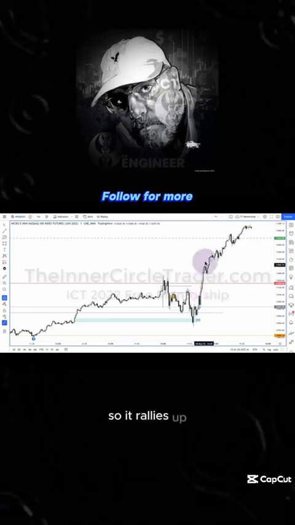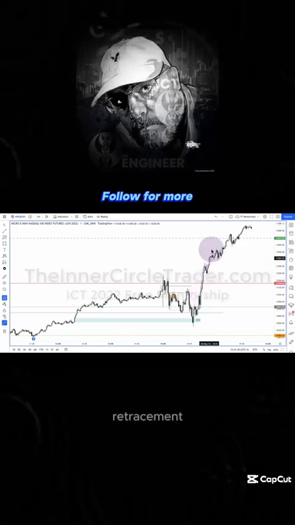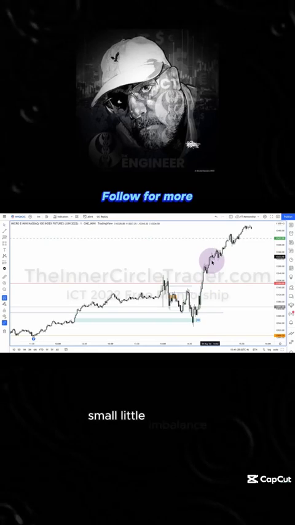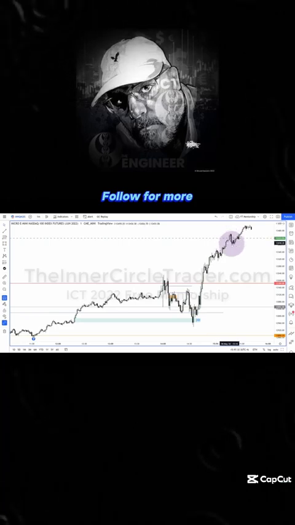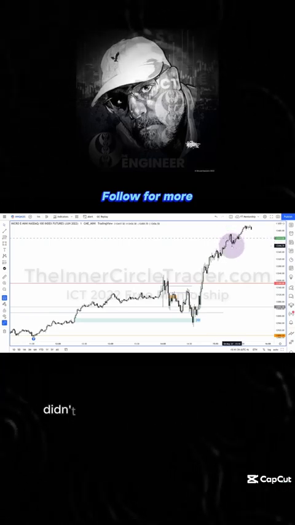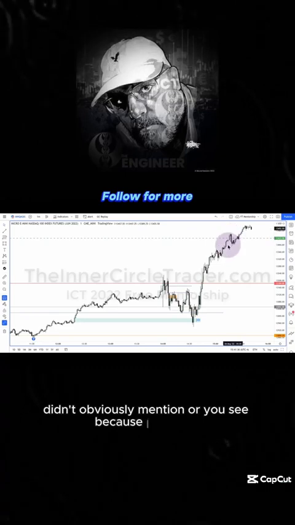So it rallies up, comes back down in, retracement, rallies again, small little imbalance. You get right there, rallies. And again in here. This is one that I didn't obviously mention, you see, because I stopped recording.